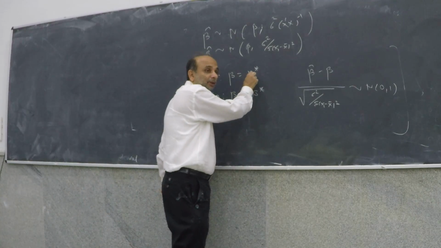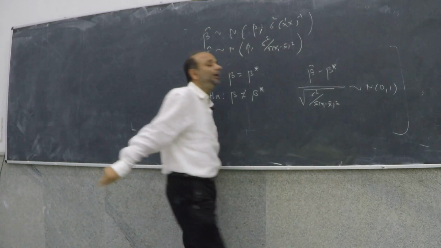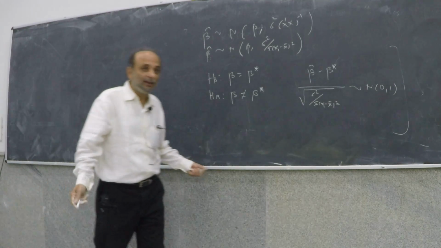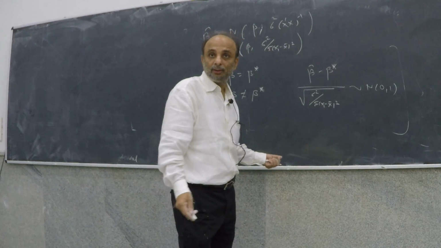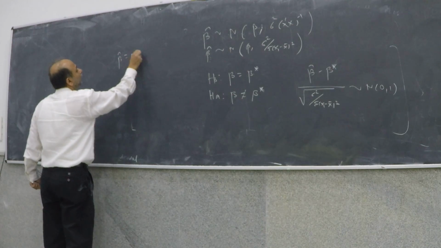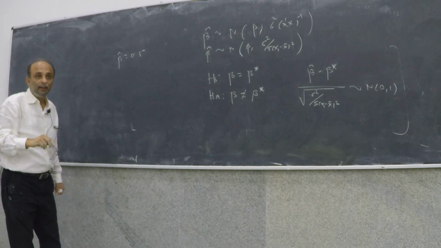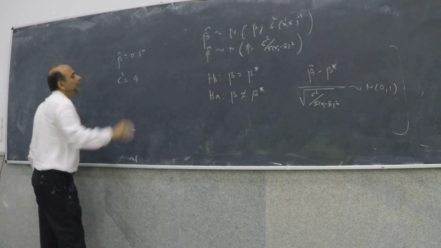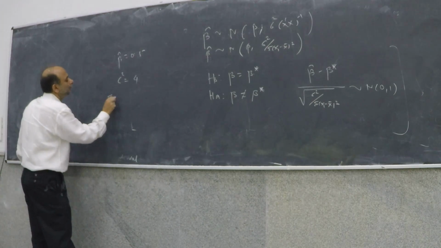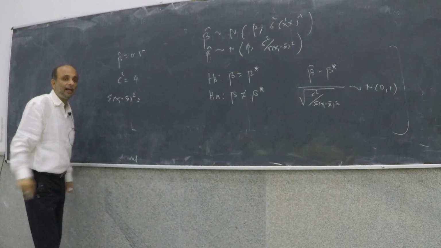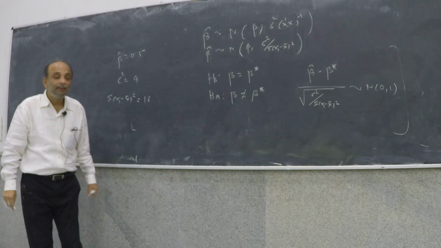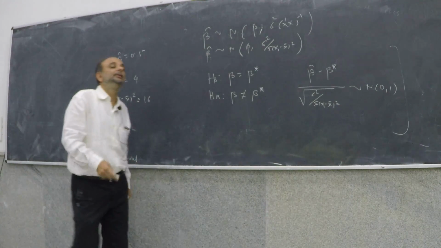which must be a standard normal with mean 0, variance 1. What is the null hypothesis? Beta is equal to beta star. So, under the null hypothesis, this quantity must be a standard normal with mean 0, variance 1. So, suppose I do a regression and I find beta hat to be 0.5, and somebody has told me that sigma square is equal to 4, and from my data I have summation xi minus x bar square as 16. Then, suppose I want to test the null hypothesis that beta is actually 0.